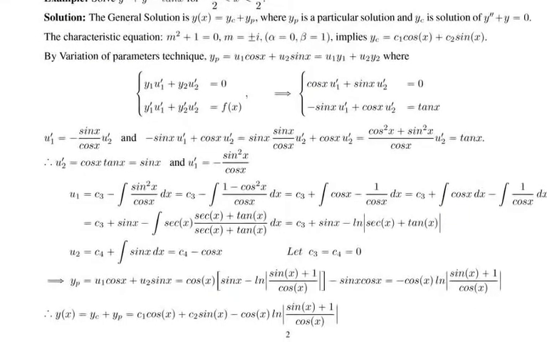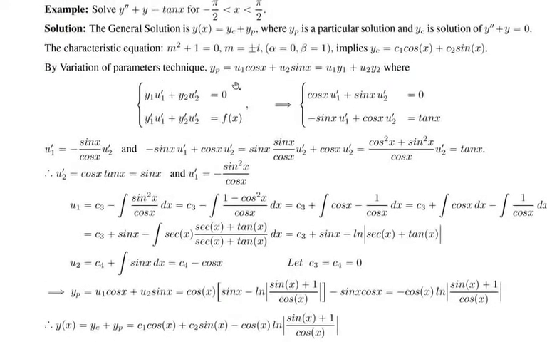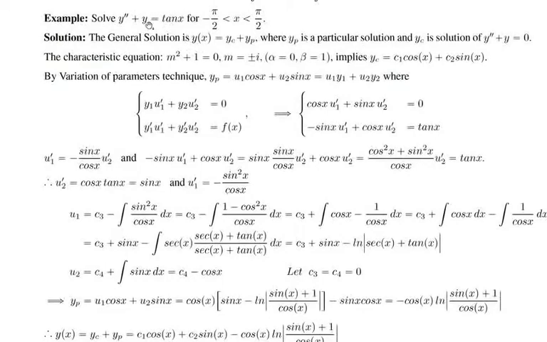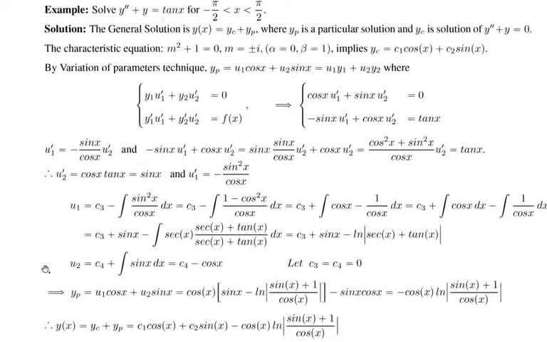So finally we can deduce the general solution of this inhomogeneous ODE, which is the complementary solution plus a particular solution. In this case it's going to be a constant c1 times cosine x plus c2 times sine x minus cosine x ln of this term, absolute value of secant x plus tan x.